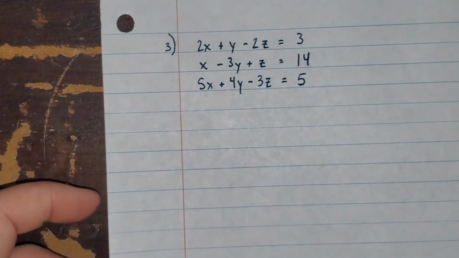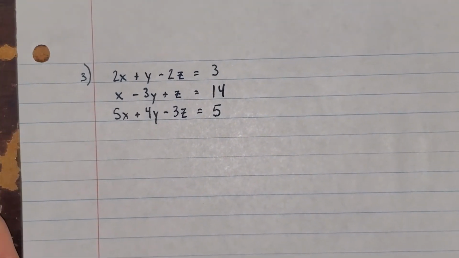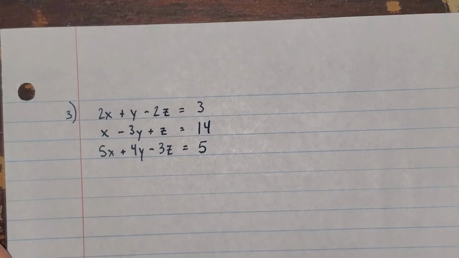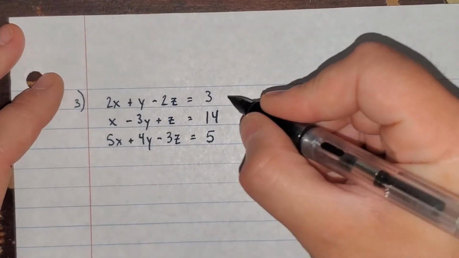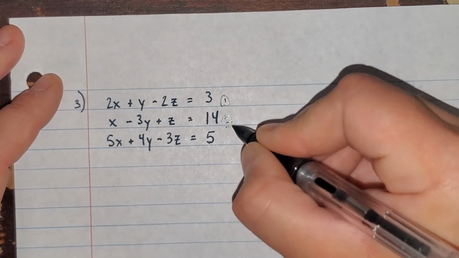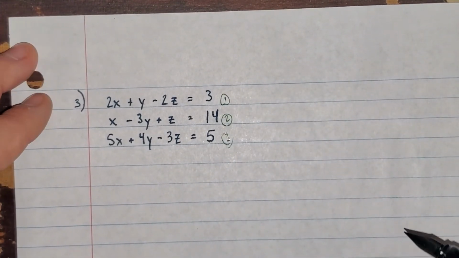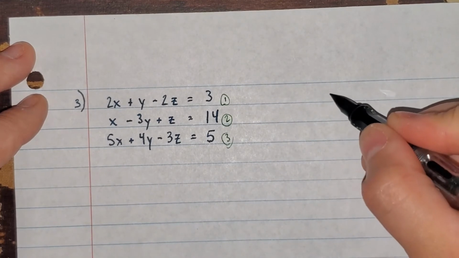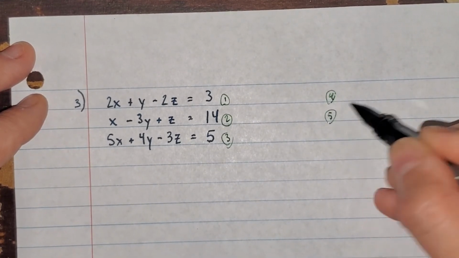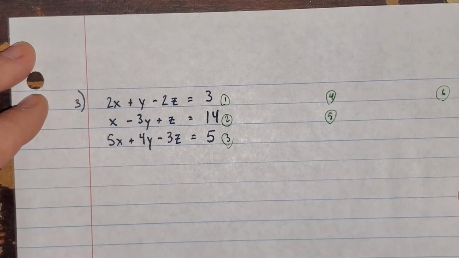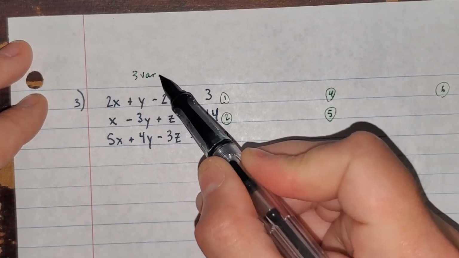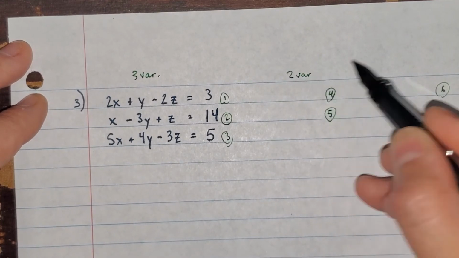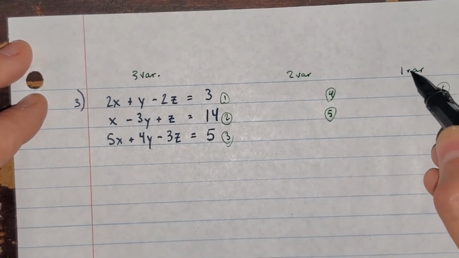So I want to do one more, okay? Not a triangular system, and we're going to make it a triangular system in an effort to solve this, okay? And again, I'm going to label these 1, 2, and 3 just for reference. And I need equation 4, equation 5, and equation 6. This has 3 variables, right? This has to have 2 variables. And this one has to have 1 variable, okay?